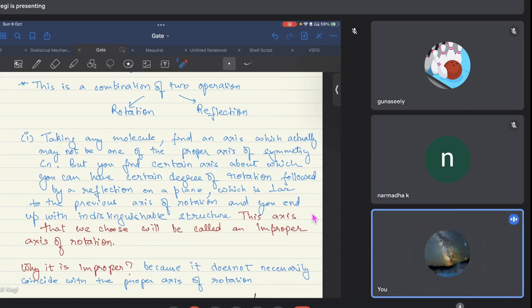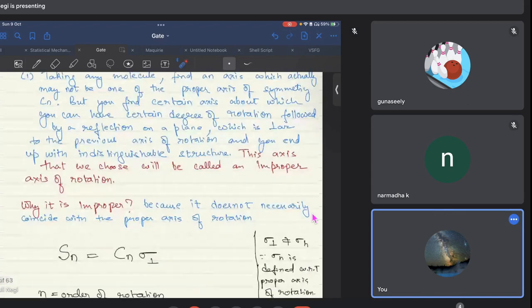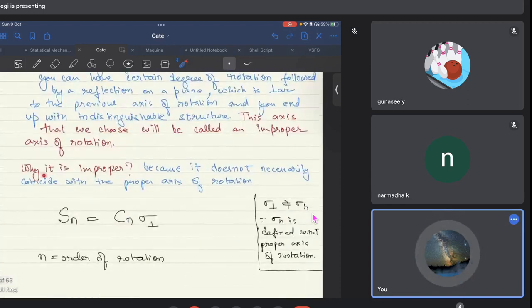First I will give you one example and try to explain through that, and after that I will ask you again if you have any doubt. So just hold on. Why is it called improper? Because it does not necessarily coincide with the proper axis of rotation. Mind it, because in the proper axis of rotation there was a rotation which just gave me the indistinguishable structure of the molecule itself, and we were done there.